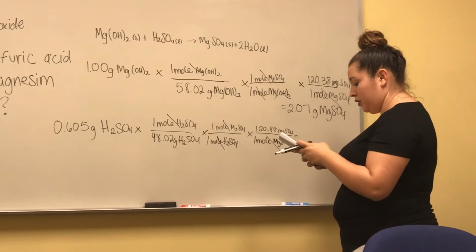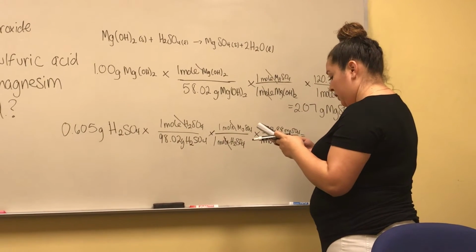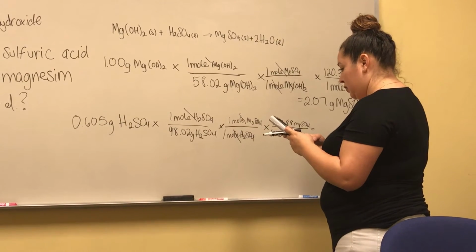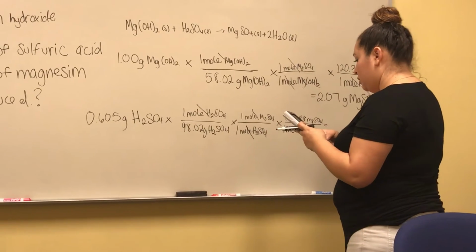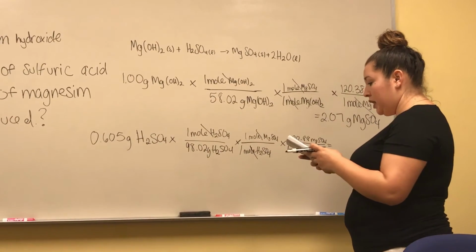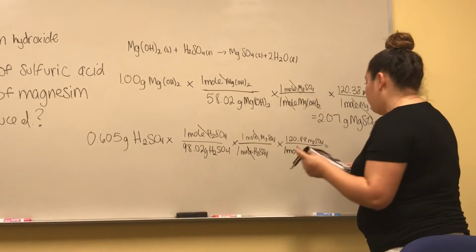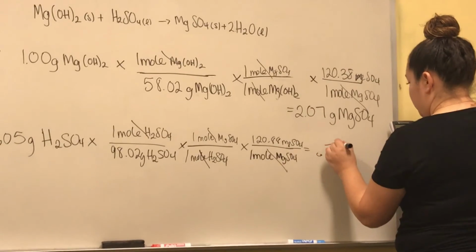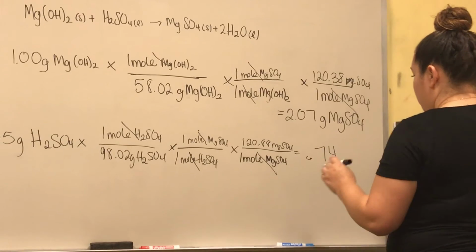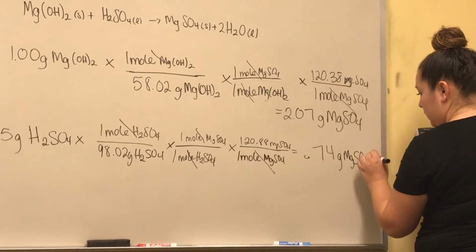So let's see what we get here. 0.605 times 120.38. Let's see here, so let's make sure we got the right numbers in there. Yep, divide by 98.02, which is 0.74. So that would be grams of magnesium sulfate.